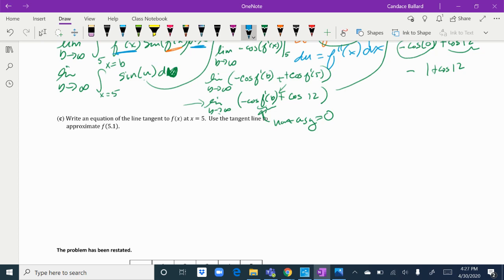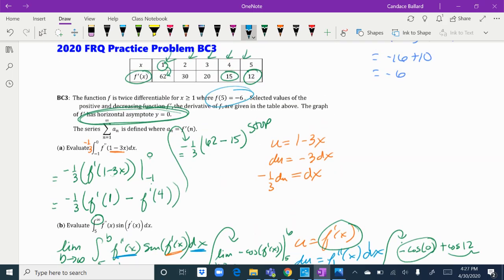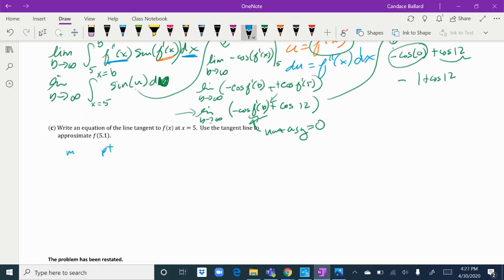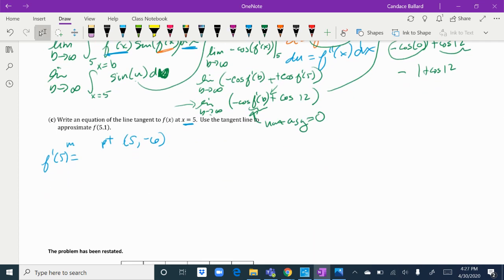All right, let's look at this one. Write an equation of the tangent line at x equals 5, so I need a point and I need a slope. They do tell me up in the stem of the question that I have this point f of 5 equals -6, and I happen to be needing that. So I know that I have the point 5, -6. I do need to find the slope at 5, so I'm looking for f prime of 5, and gee, I've got a table. And they tell me f prime of 5 is 12. I just get to use that number out of the table.